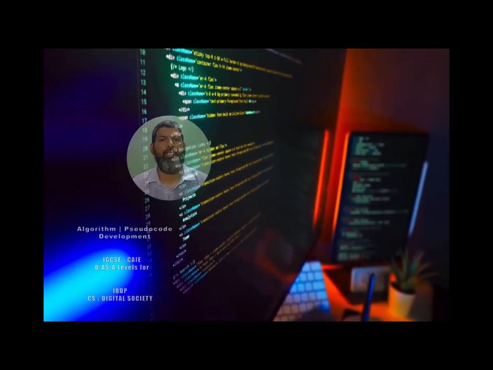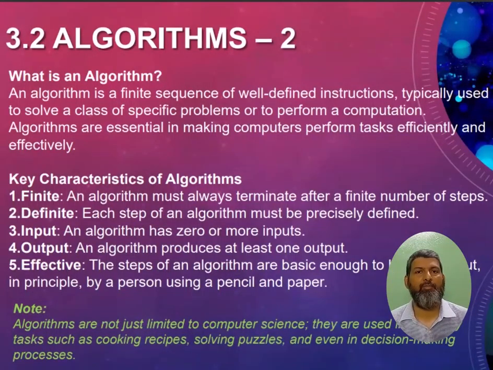Hi, this is Abidunamasuddegi. So you see that we are continuing. Okay. So you can see what is an algorithm.